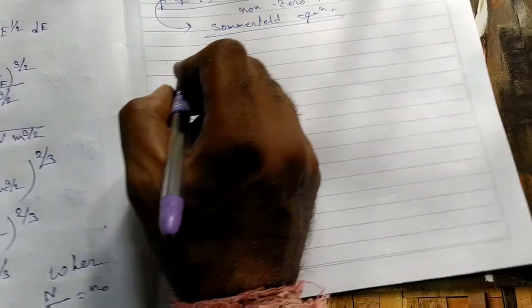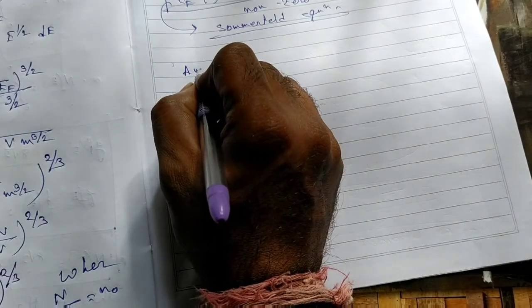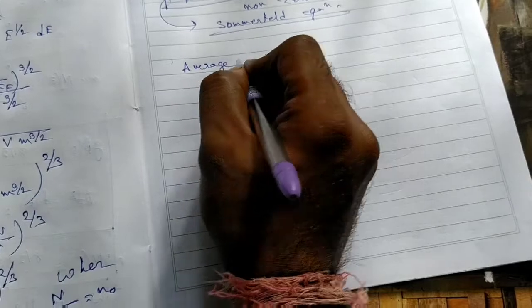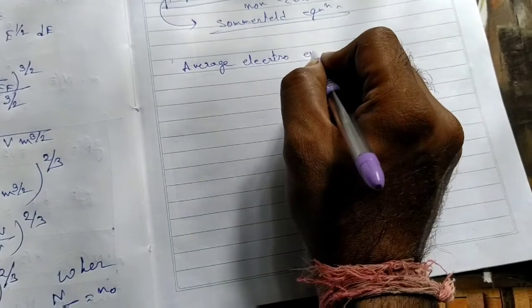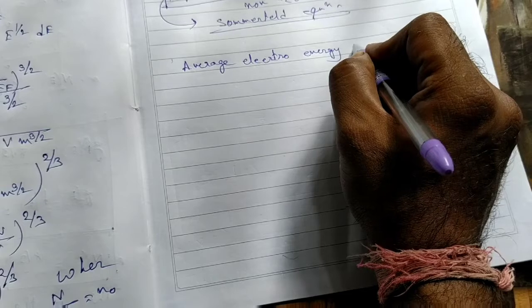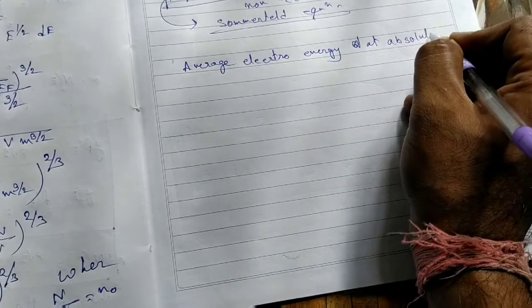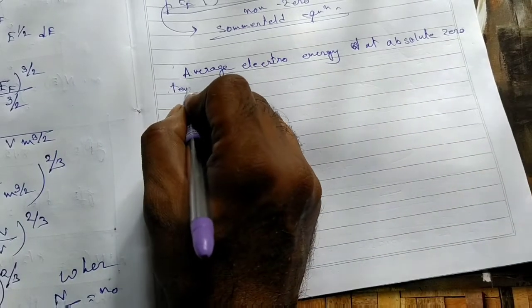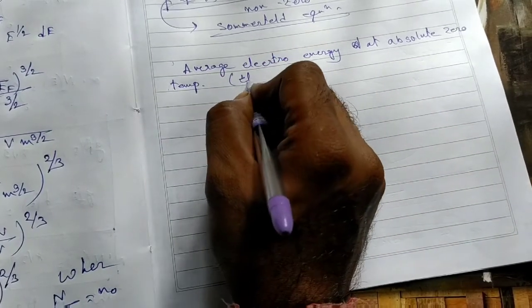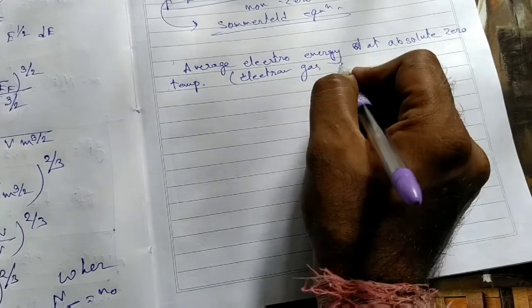In the last lecture I already evaluated the Fermi energy of the free electrons. Now in this lecture I try to evaluate the average electron energy at absolute zero temperature for an electron gas or metal.